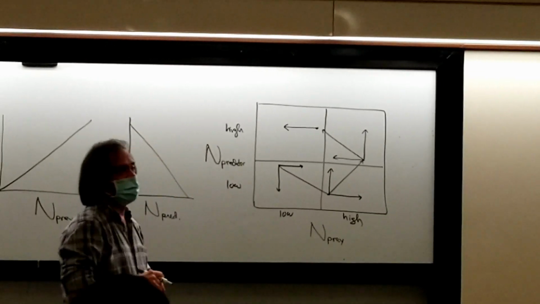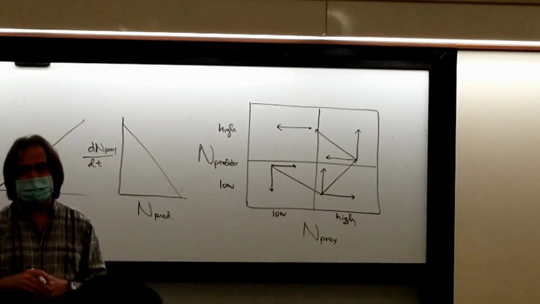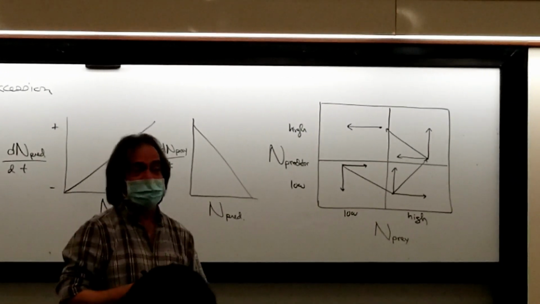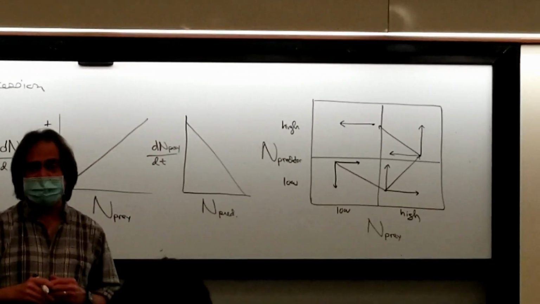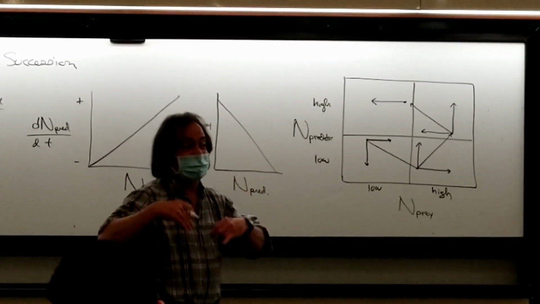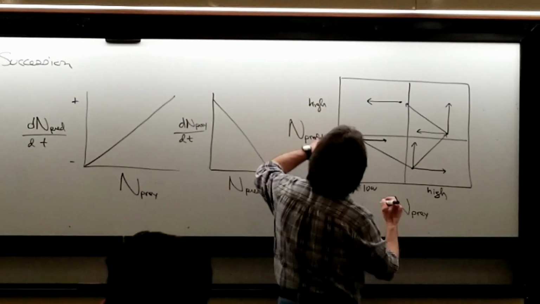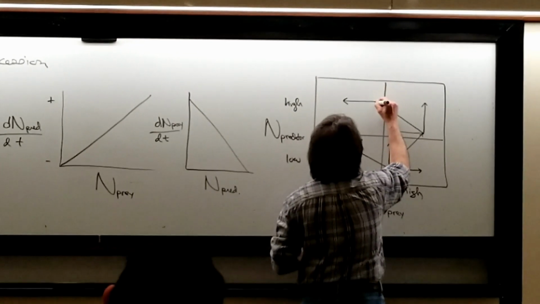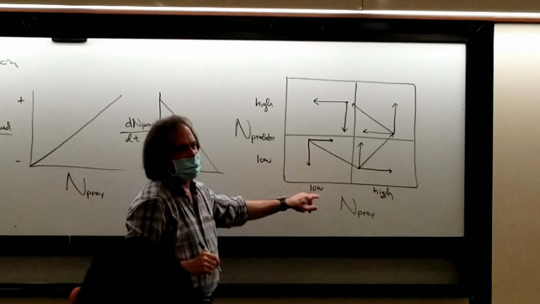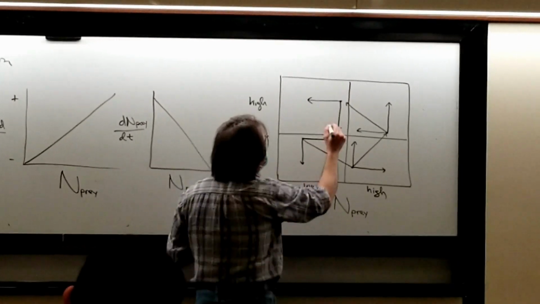Okay, tell me about the vertical, the y-axis. What's going on the y-axis? That's predator density. Which way should it be going? Down. Decreasing is down on the y-axis. And why is it going down? Because there's no more prey. Prey density is low, and predator density goes down. That brings us to here.